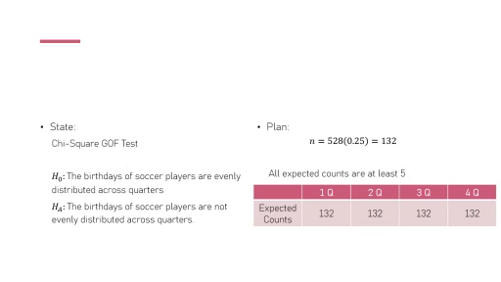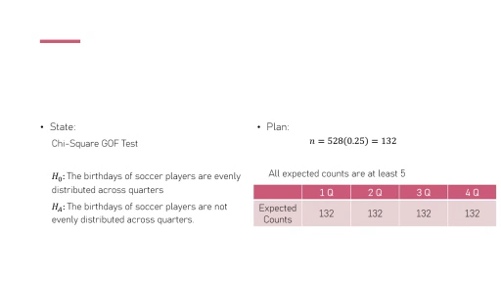Then your null hypothesis is that the birthdays of soccer players are evenly distributed across the quarters, and the alternative is that they are not evenly distributed. The alternative is not saying it's another distribution, it is just saying it is not the distribution that was stated, which was that it was even. Now, since it is uniform, you would add up all the people that were asked. There were 528 soccer players that were asked.